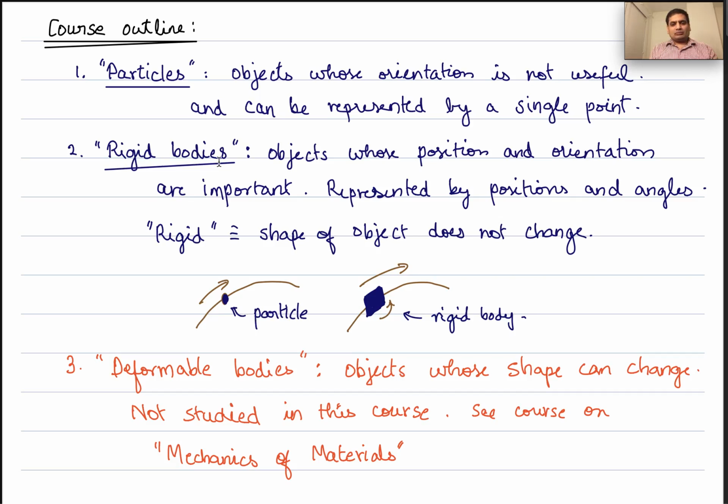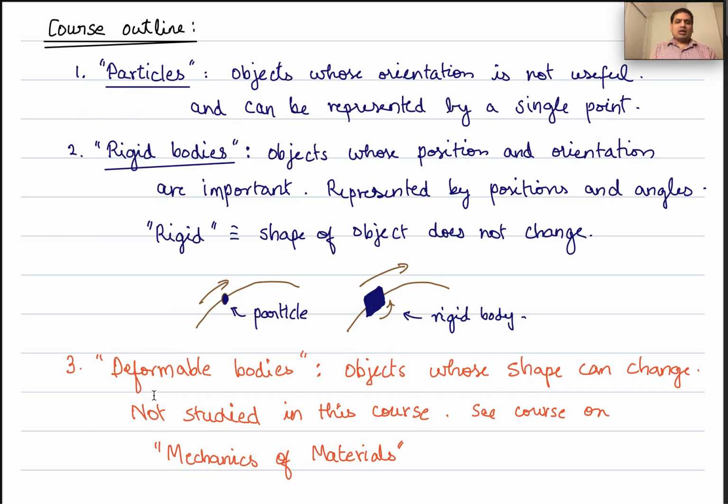Rigid bodies usually have some finite extent, and rigid meaning the shape of the object does not change. And for our purposes, they are objects whose position and orientation are important and may be important for understanding their movement. They're represented by position, in other words, where they are in space, and potentially angles that describe its orientation with respect to some reference frame. Okay, so this could be a rigid body, and maybe it's moving along this curve, but also maybe spinning, so its orientation changes. Okay, so that's two big pieces of the course.